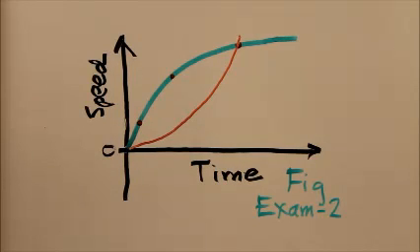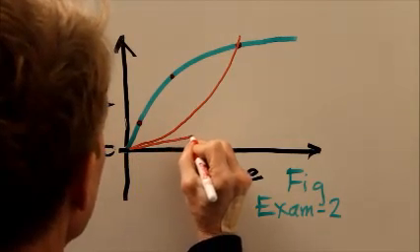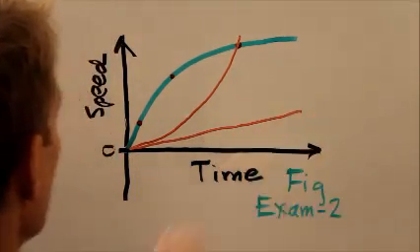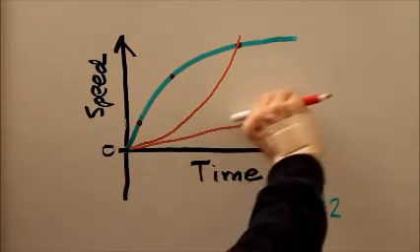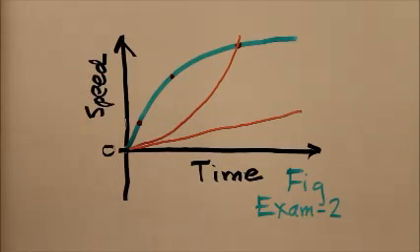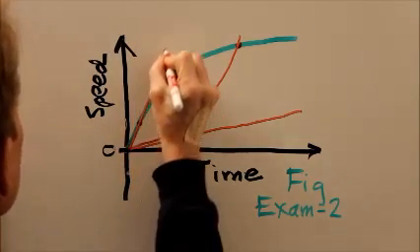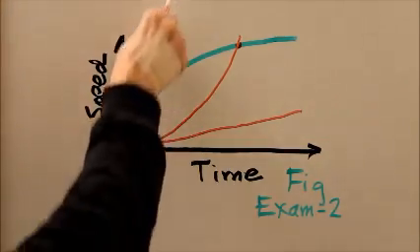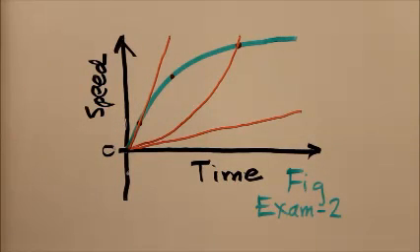Choice C, the object accelerates at a constant slow rate. Well, that would give us a straight line with a shallow slope like that. The acceleration, the slope, would remain constant even though the speed would increase. D, the object accelerates at a constant rapid rate. Then we get something like that. A straight line with a steep slope. The speed would increase rapidly but at a constant rate.